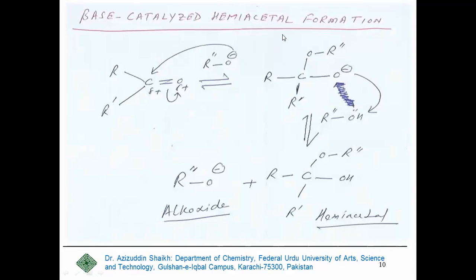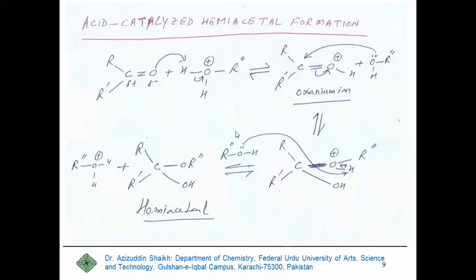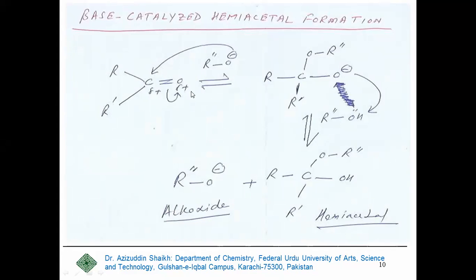This is the base catalyzed hemiacetal formation. In presence of base, abstraction of H plus of alcohol, then you will obtain alkoxide ion. In acidic medium, alcohol is in the acid form and in the basic medium, alcohol is in the form of alkoxide. This alkoxide is a nucleophile attacking this electrophilic carbon, shifting of electrons towards oxygen.